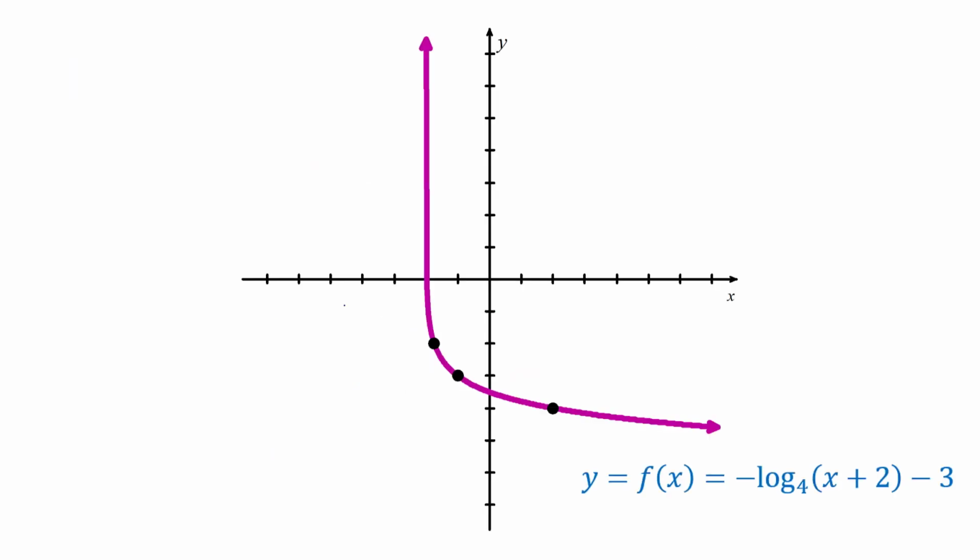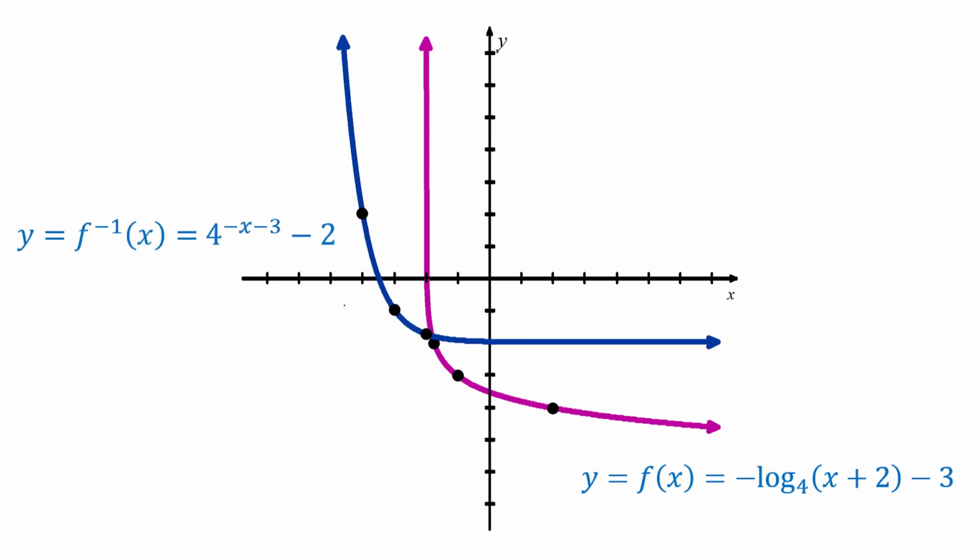To test graphically that this works, here's our original function, which we graphed a bit earlier. y equals f of x equals negative log to the base 4 of (x plus 2) minus 3. And if we graph alongside this the graph of the inverse function, which is 4 raised to the (negative x minus 3) minus 2, we can see the graphs of these two functions are indeed symmetric about the line y equals x.